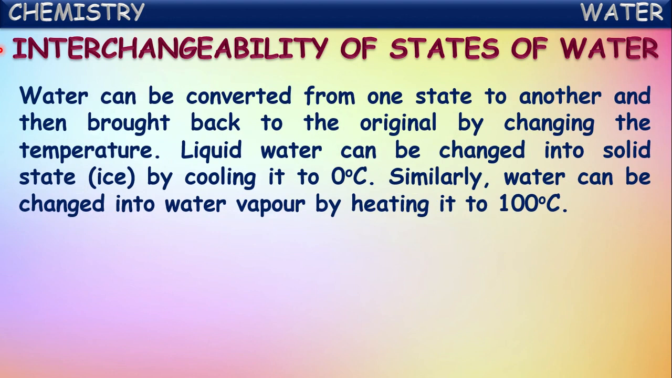Water can be converted from one state to another state and then brought back to the original state by changing the temperature. Liquid water can be changed into solid state, that is into ice, by cooling it to 0 degrees Celsius, because water exists in the solid state below 0 degrees Celsius. So if you take normal liquid water and cool it in the refrigerator, by decreasing its temperature below 0 degrees Celsius, then water converts into solid form that we call ice.